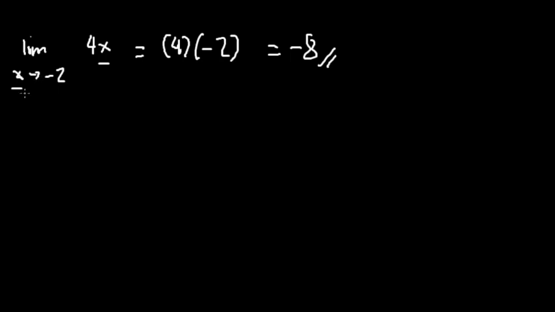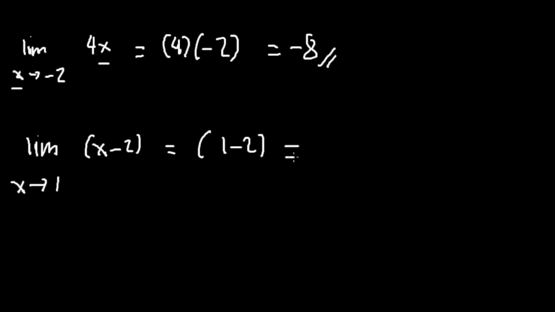Now, let us try this one. The limit of the function x minus 2 as x approaches 1. Now, when solving, we just need to substitute the value that the variable is approaching. So in this case, it's approaching 1. So we just need to substitute 1 for x. So our limit is equal to -1.